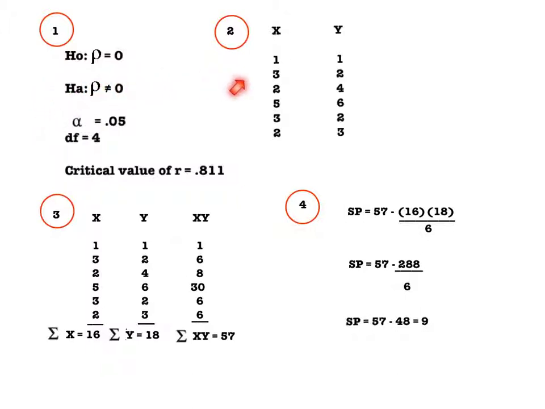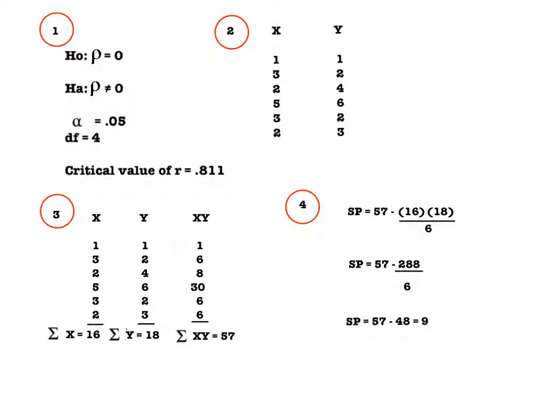Over here are the data, so we've got 6 x values and 6 corresponding y values. Our n minus 2 degrees of freedom means that we'll have 4 degrees of freedom. So the first step is laying out the hypotheses, determining your critical value, which in this case is going to be 0.811, and then here are the data right here.